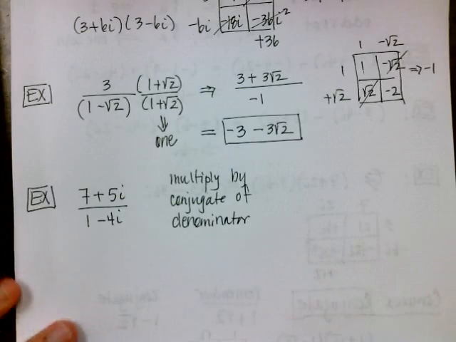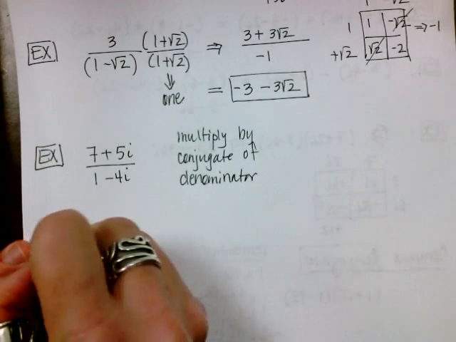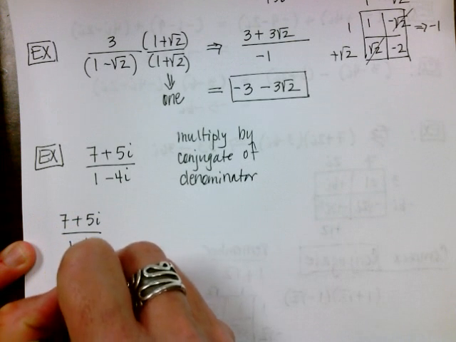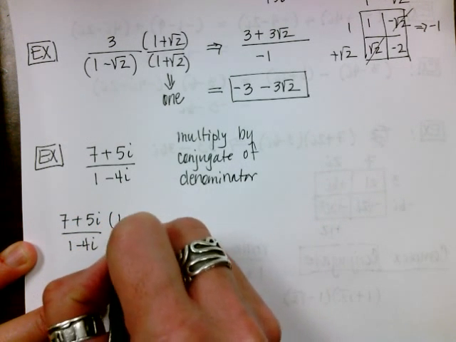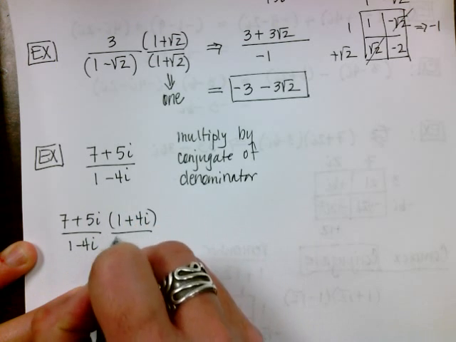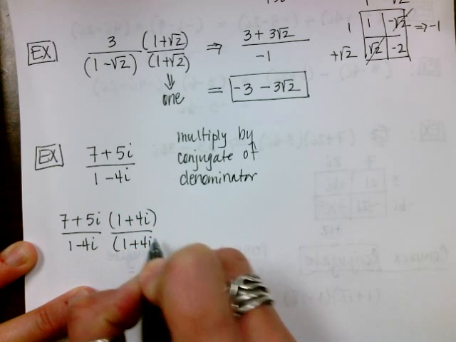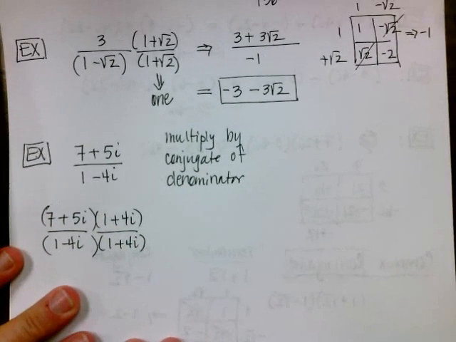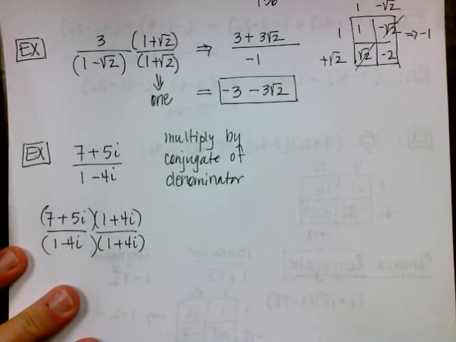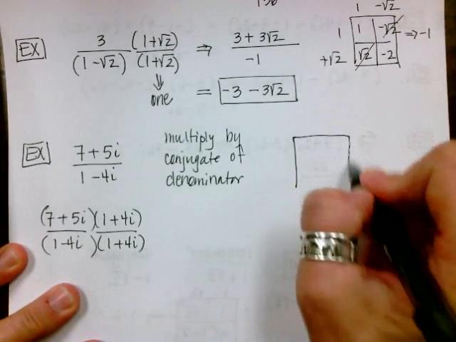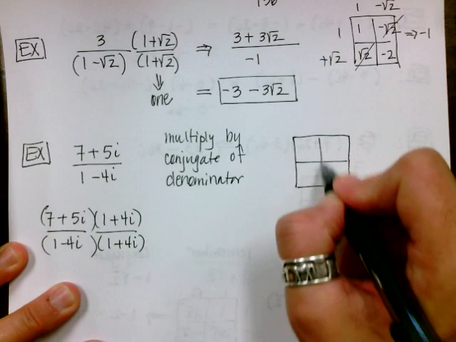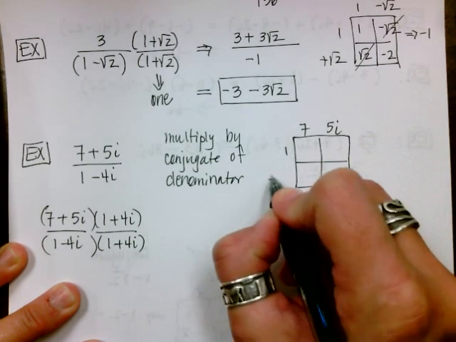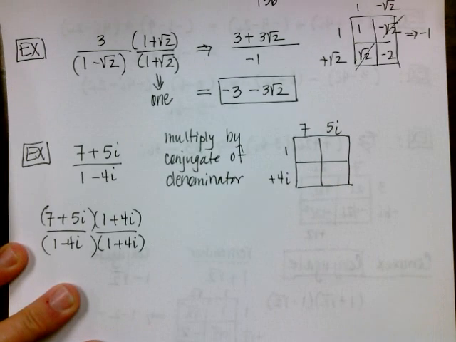So I'm going to multiply by the conjugate of the denominator. So now I'm going to have 7 plus 5i over 1 minus 4i, and I'm going to multiply by its conjugate, 1 plus 4i over 1 plus 4i. So now what I'm actually going to do, just for illustration purposes, is I'm going to do my box twice. Okay, so I'll put one of them up here so I can make sure I have enough room. This is going to be the 7 and the 5i, the 1 and the 4i.